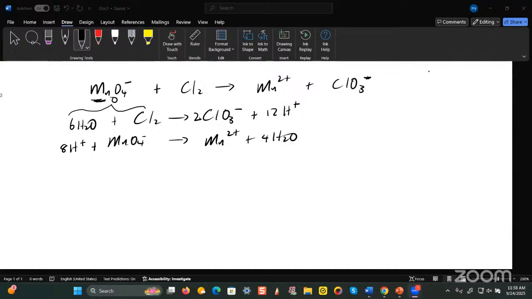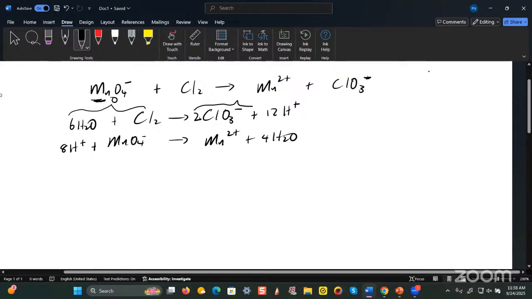Positive 10, because you have 12 plus charges minus 2, right? So that would be plus 10, right? So to which side would you add electrons, and how many electrons would you add to that side? 10 electrons on the right. That is indeed correct. Okay, very good.